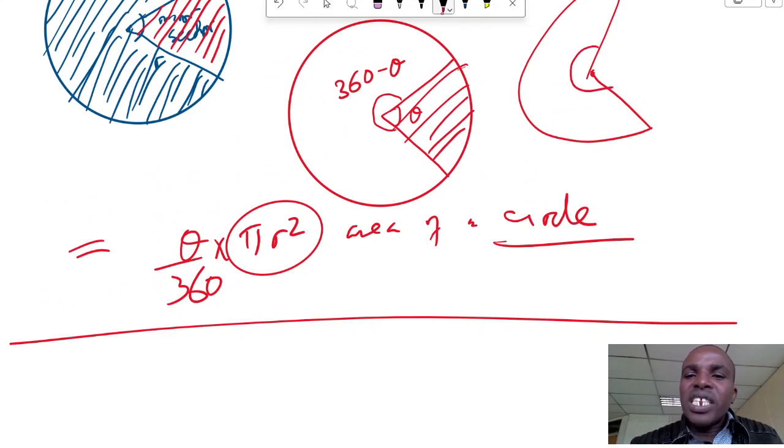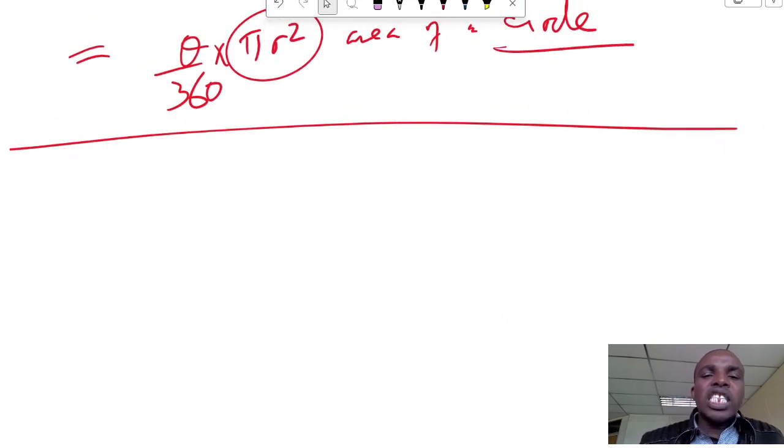Then for the major sector, it will be this angle actually, 360 minus theta. That's the angle. But you can just say theta over 360 times pi r squared. Just like that. Next part is arc length.